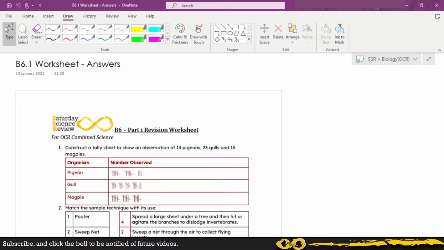Welcome everyone. Today we are going to take a look at the B6 revision worksheet answers, and this is for part 1 of the 2 B6 parts.